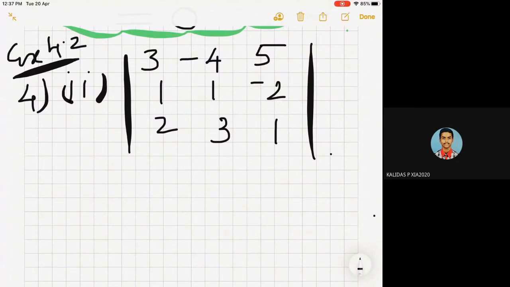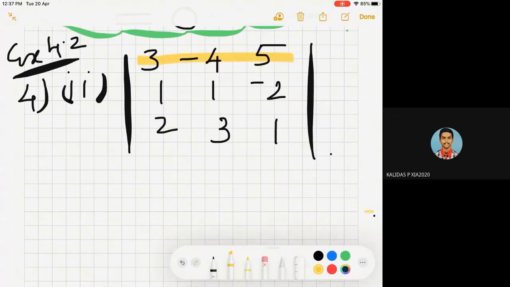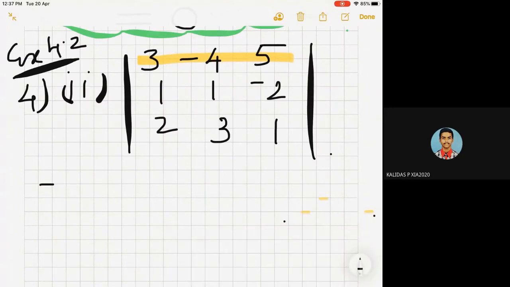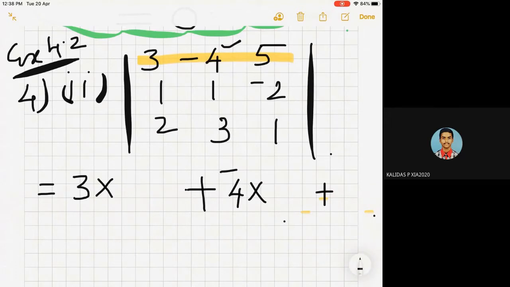Evaluate this determinant. So now I am going to expand the determinant along the first row. That means 3 into its cofactor. Presently I am not writing the cofactor now. 3 into the cofactor. I am leaving the space and writing plus the second element of first row, minus 4 into its cofactor, plus 5 into its cofactor.